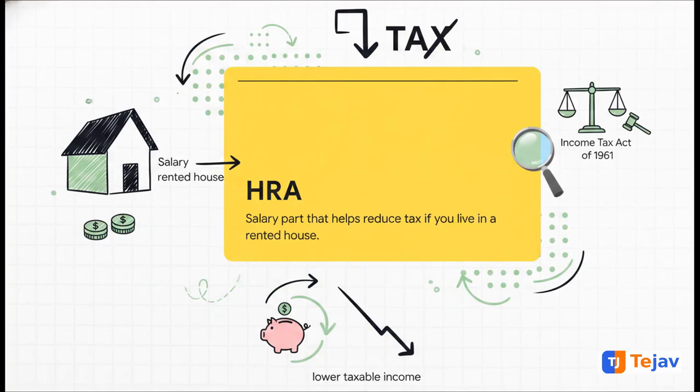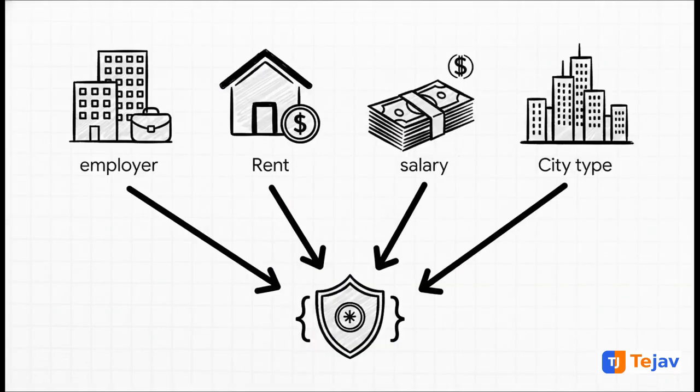So what is HRA? It's a specific part of your salary that is actively designed to reduce your tax burden, assuming you live in a rented house. Under the Income Tax Act of 1961, this isn't just a nice perk. It's a statutory benefit meant to actively lower your taxable income. But, and there's always a but, right? You don't just get to deduct your entire rent.